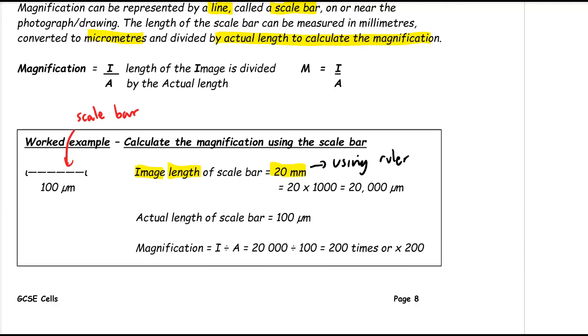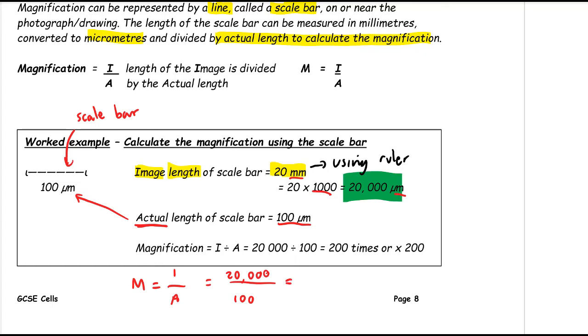The next thing you do is convert it to micrometers by multiplying by 1,000. So as long as you've got it in millimeters, you multiply by 1,000 and that gives you micrometers. The actual length of the scale bar is 100 micrometers, and that comes from there. So that's what size this would actually be in a microscope image. You then do magnification equals the image length divided by the actual length, which equals 20,000 divided by 100, which equals 200. So that means that that scale bar has been magnified 200 times.